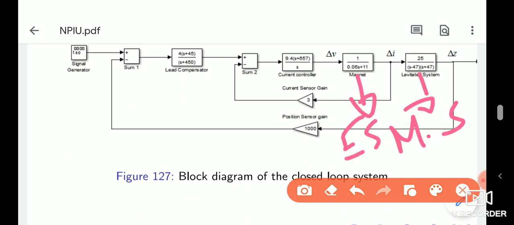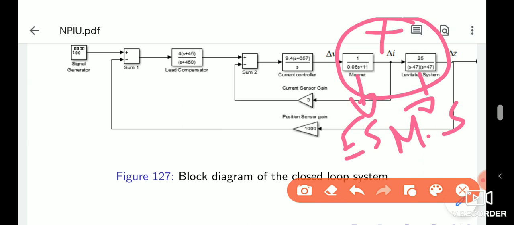In the mechanical system, please see one pole is in the right hand side of the S-plane, but in the electrical system there are no right hand side poles. So the system is unstable because of the mechanical dynamics, but the system is electrical plus mechanical, so an electromechanical system. So this is the overall electromechanical system.